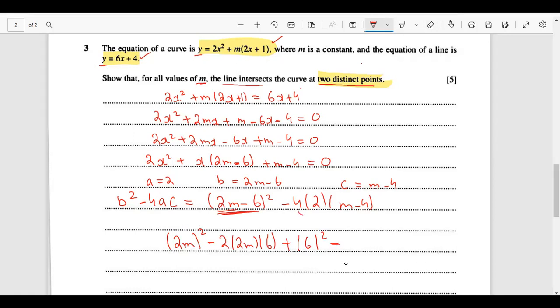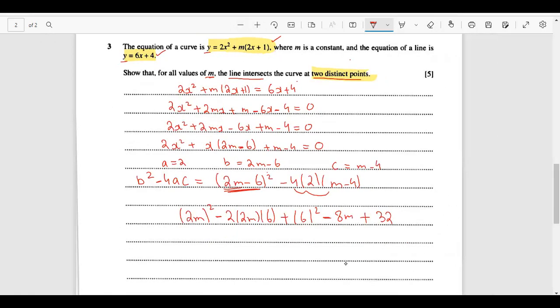Then minus 4 into 2 into m, 8m, and then plus 4 into 2 into 4. So it would become 8 into 4, that is 32. I need to show that this is greater than 0. I'm just going to simplify this first and then we'll see what is happening at the end.